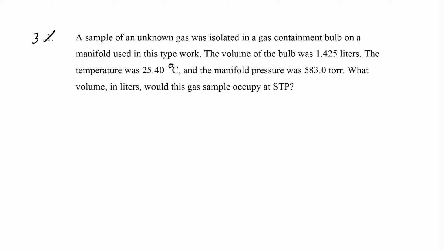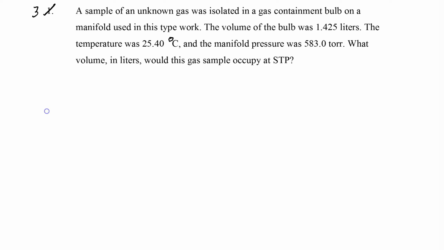A sample of an unknown gas was isolated in a gas containment bulb on a manifold used in this type of work. The volume of the bulb was 1.425 liters. Temperature was 25.40 degrees Celsius, and the manifold pressure was 583.0 torr. What volume in liters would this gas occupy at STP?